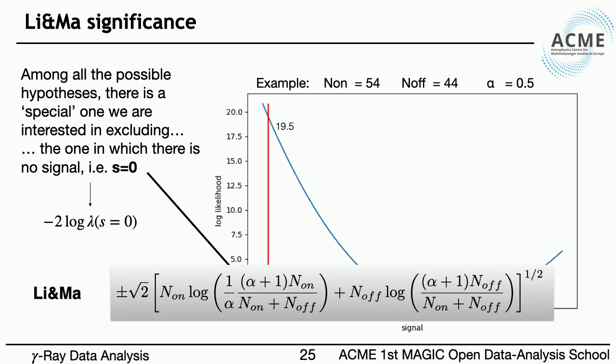And the result is the so-called Li & Ma formula, which is the significance in units of Gaussian standard deviation of excluding the null hypothesis. Or, in other words, it tells you with what confidence one can claim to have observed a signal of gamma rays. So this is a very important quantity because it's the one that is usually reported in gamma ray data analysis when one wants to claim to have gamma rays in the data.